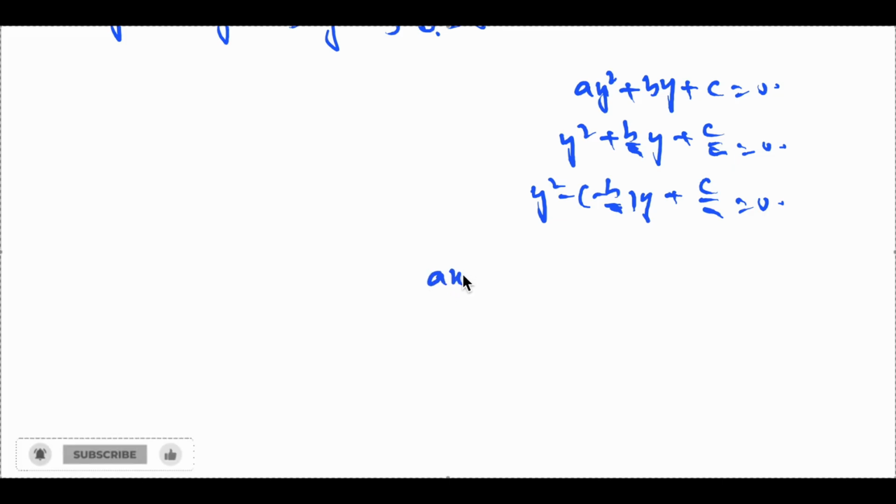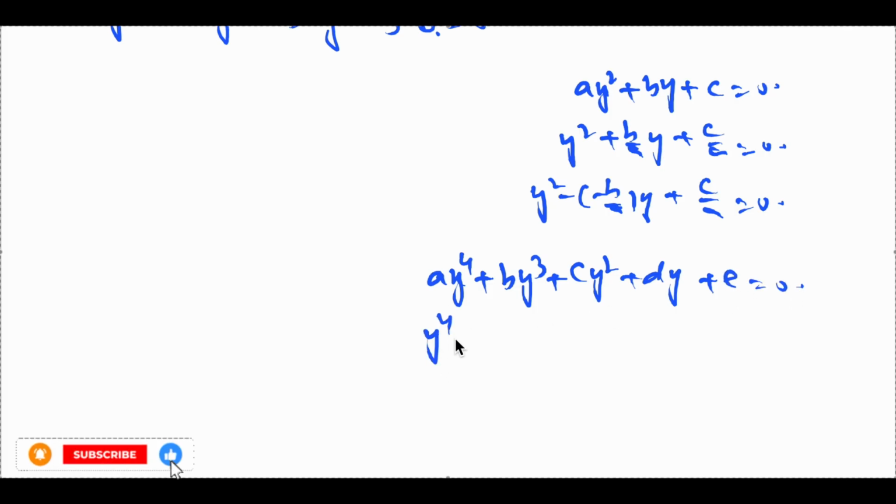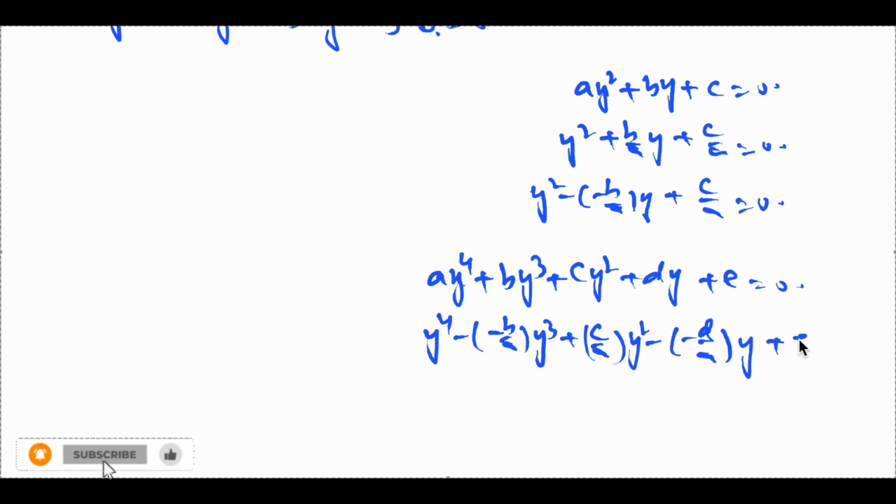Suppose in general a y to the power 4 plus b y cubed plus c y squared plus d y plus e is equal to 0. So I can always write y to the power 4 minus, minus b upon a y cubed plus c upon a y squared minus d upon a y and plus e upon a is equal to 0, where minus b upon a will be the sum of the roots alpha beta gamma, products and whatever you can get. So minus b upon a you can get, c upon a you can get, and so on from the required or given conditions, then you can solve these equations.